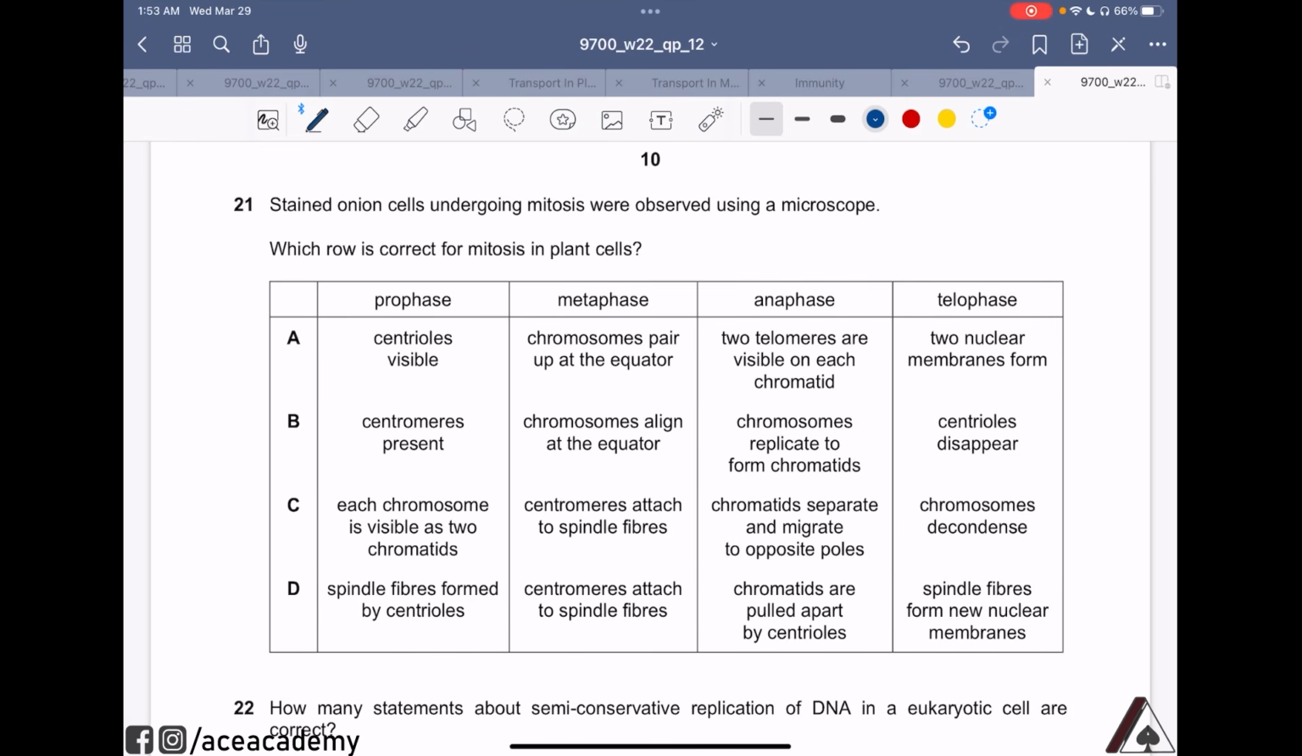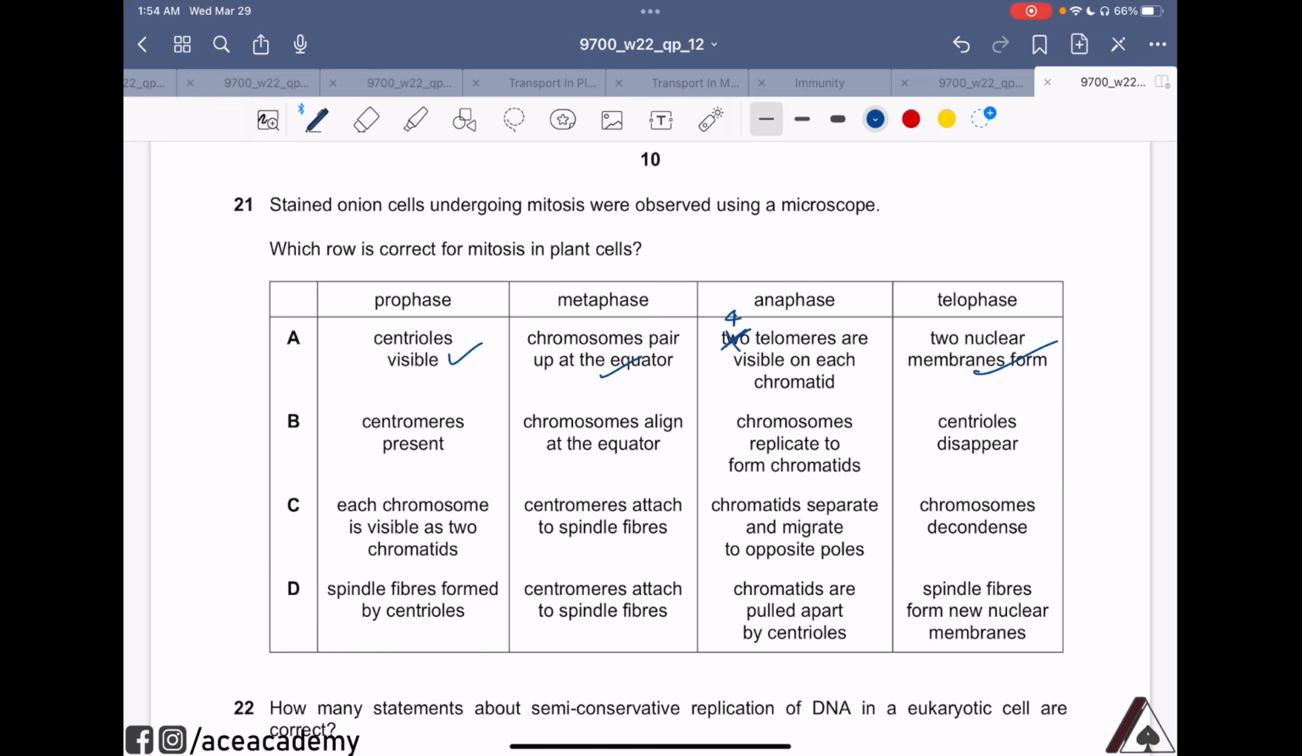Okay, so moving on to question number 21. Stained onion cells undergoing mitosis were observed using a microscope. Which row is correct for mitosis in plant cells? Prophase, centrioles are visible, yes. Chromosomes pair up at the equator in metaphase, correct. 2 telomeres are visible on each chromatid, no, it's actually 4 telomeres. And then 2 nuclear envelopes form. Well, this is correct as well because a nuclear envelope is made up of two nuclear membranes, yes.